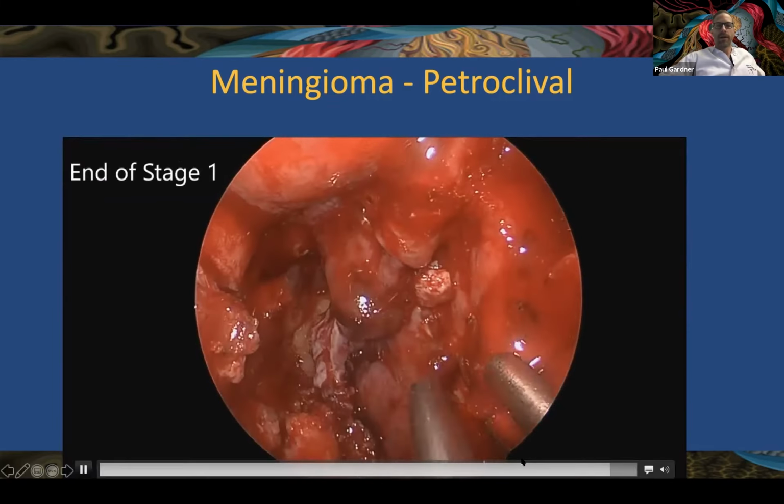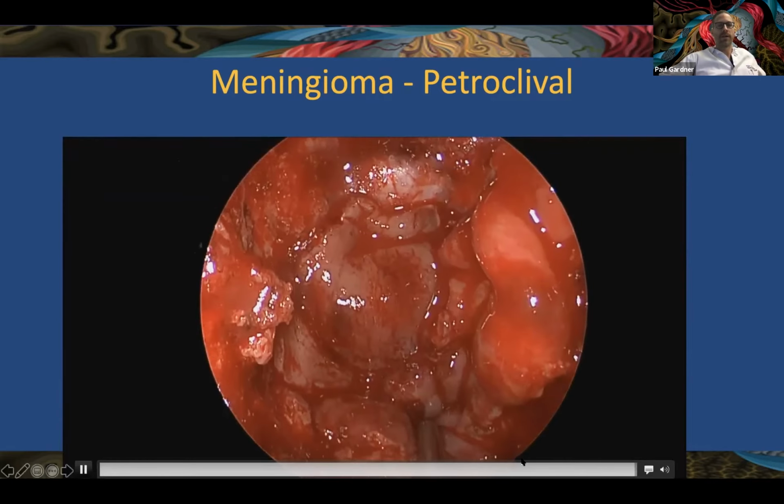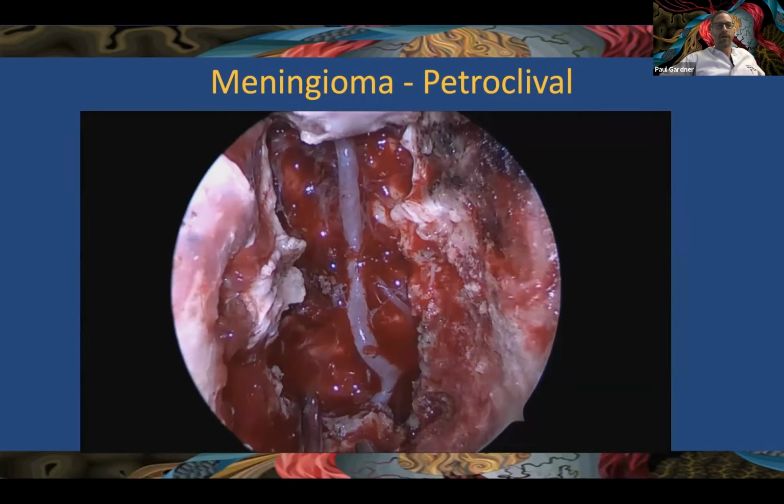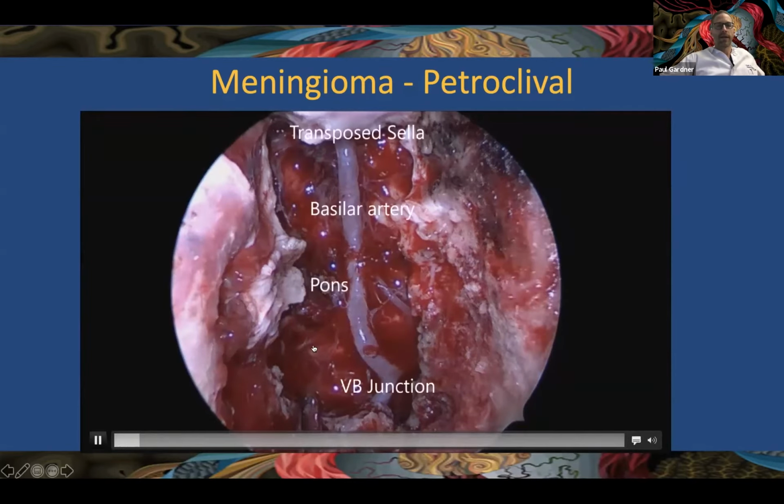So we finished our stage 1 with just a debulking. Again, large surgery, so we finished at 2 o'clock one day, and then we have another full day at the end of it the next day. And here you can see our final result, where we've completely decompressed. I've preserved the 6th nerve.